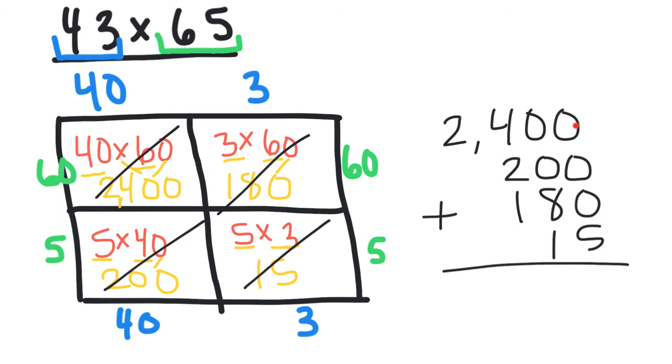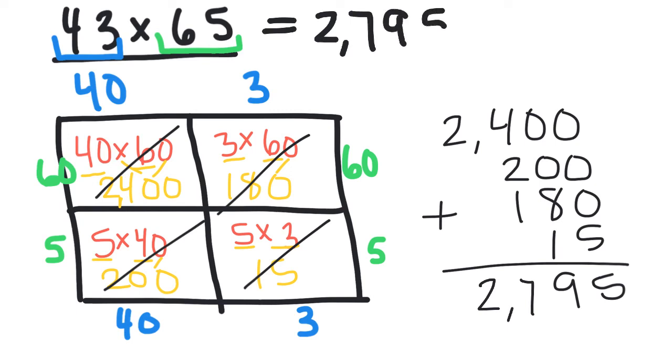I need to add those together. In my ones place, I have all zeros and then a 5. So I would get 5. In my tens place, I have 0 plus 0 plus 8 plus 1. So that would give me 9. In my hundreds place, I have 4 plus 2 plus 1, so 4, 5, 6, that would give me 7. And then in my thousands place, I have 2. I can put my comma there. And then I have my final answer. So 43 times 65 equals 2,795. And that's it. Hope that was helpful.